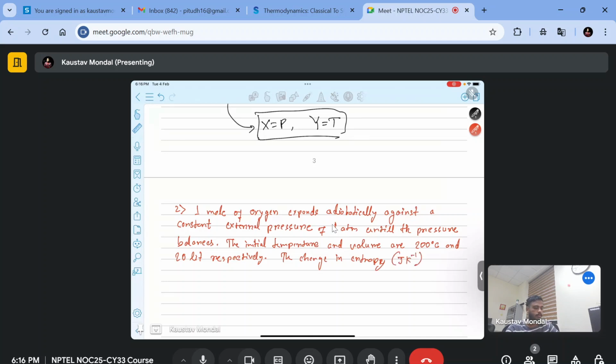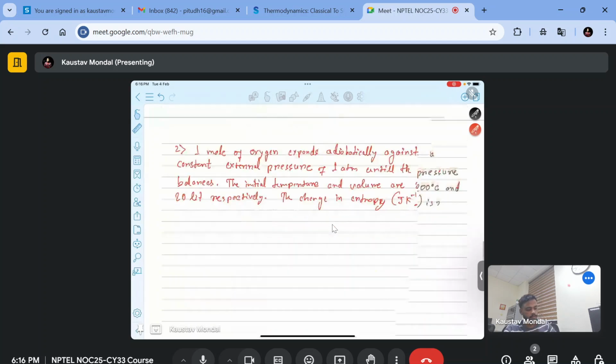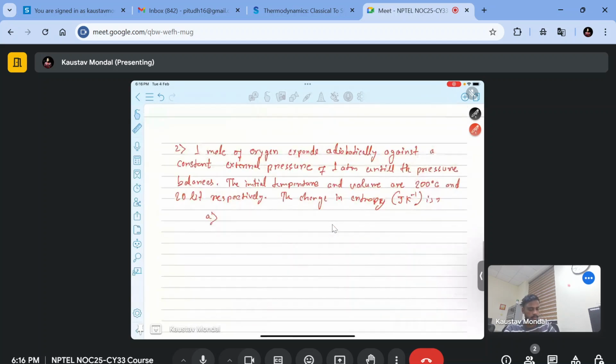Okay, so the options are, let me write, A is minus 1.906, B is 1.172, C is 1.906, and D is minus 1.172. So this is the problem.